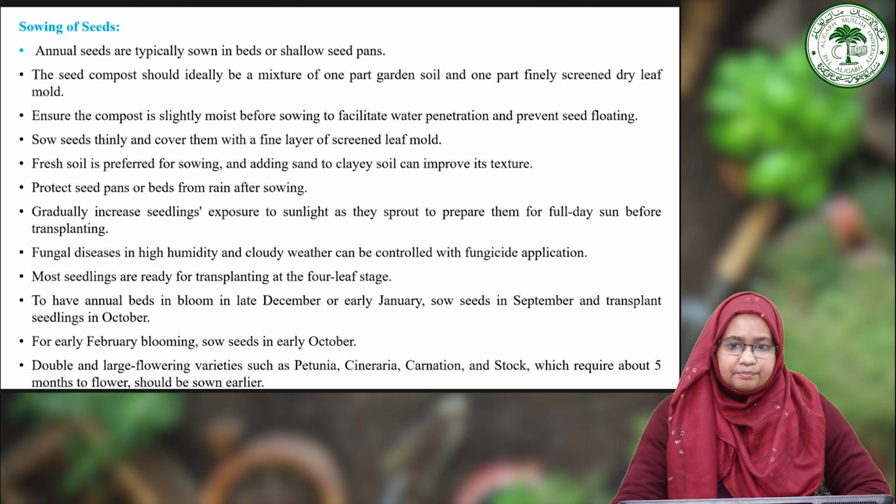To have beds of annuals in bloom in late December or early January, sow seeds in September and transplant seedlings in October. For a display of color in early February, sow seeds in early October. Double and large flowering varieties like petunia, cineraria, carnation and stock, which require about 5 months to flower, should be sown earlier.